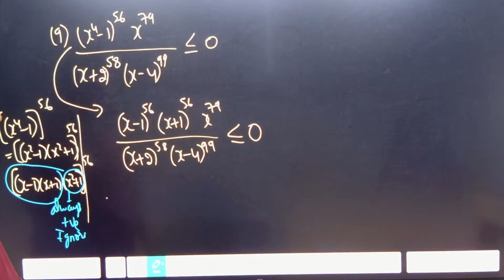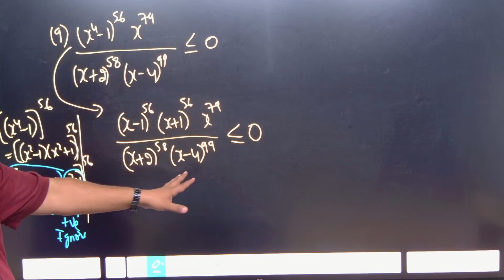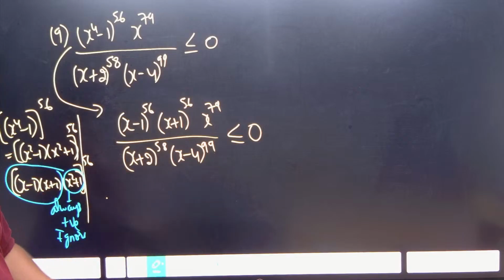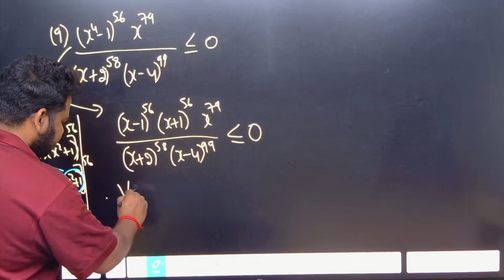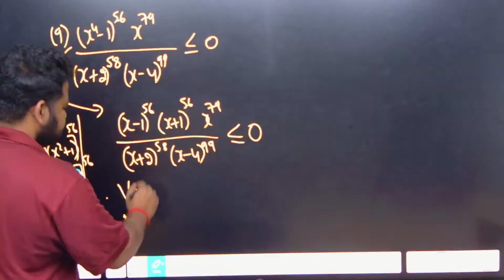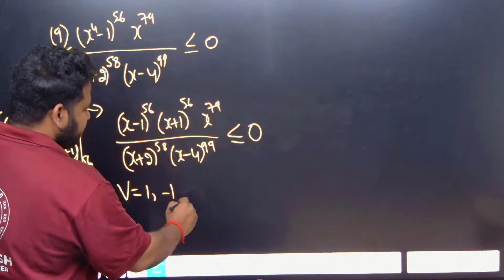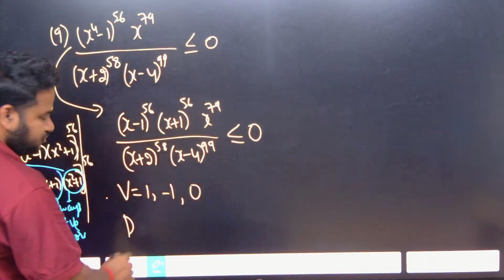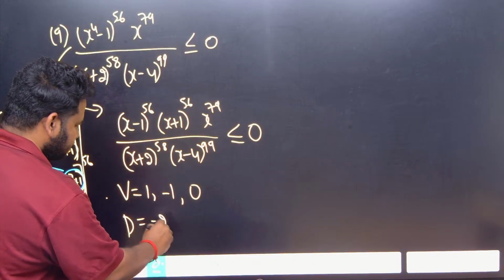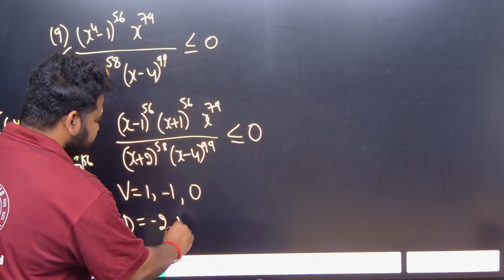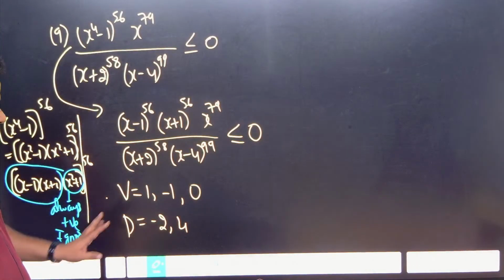Now let us write the vanishing points and discontinuous points. Odd or even you have to check only when we are applying the wavy curve method. Vanishing points are related to the numerator. So x minus 1 equal to 0 gives 1, x plus 1 equal to 0 gives minus 1, x equal to 0 gives 0. These are all the vanishing points. Discontinuous points: x plus 2 equal to 0 gives minus 2, x minus 4 equal to 0 gives 4.